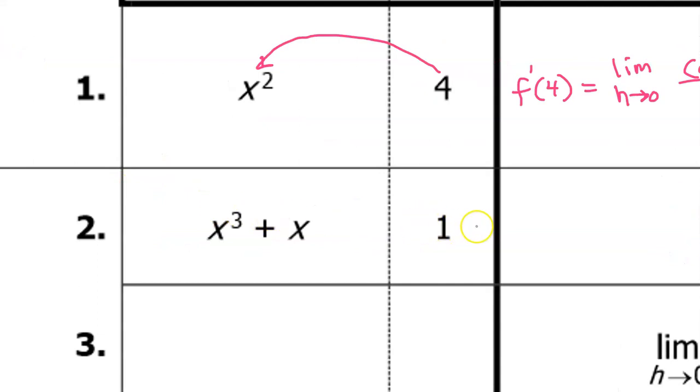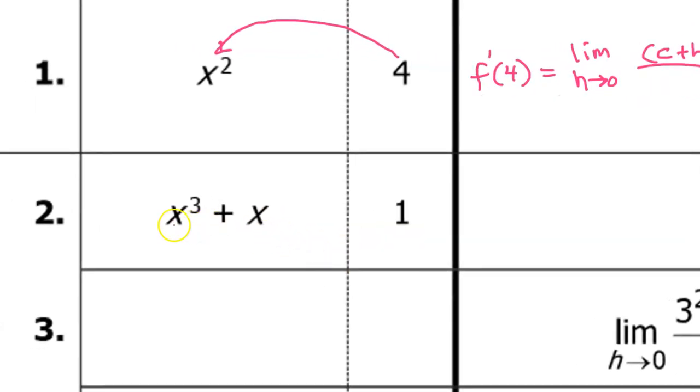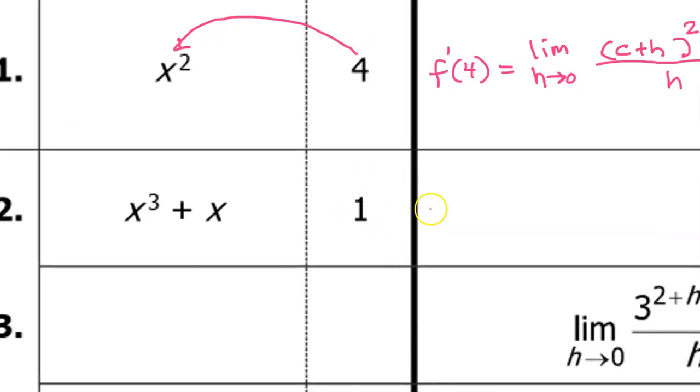Let's set up one more derivative as a limit so we can get the feel for how it looks before we try to use the shortcut. So for problem number 2, f of x will be this expression, and the c value will be 1. So let's go ahead and set up the derivative that will give us f prime at 1.